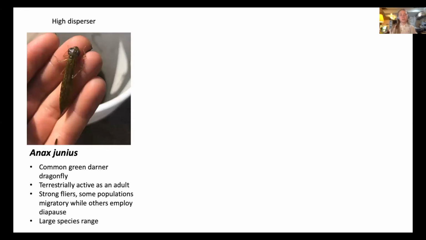For our high disperser, we chose Anax junius, otherwise known as the common green darner dragonfly. This dragonfly is terrestrially active as an adult, and they are very strong flyers, with some populations identified as migratory, while others employ diapause, or a period of suspended development, when habitat conditions become unviable. They also have a large species range, ranging from Canada down to Central America.